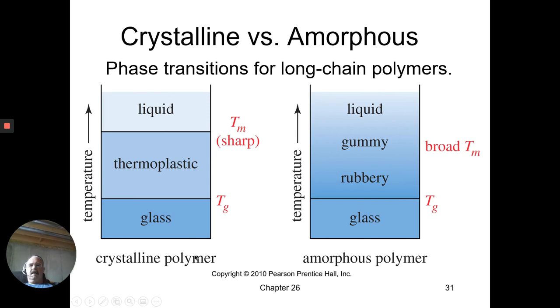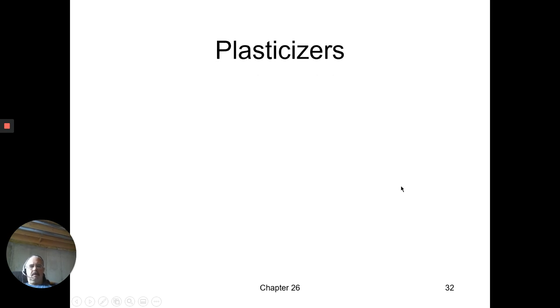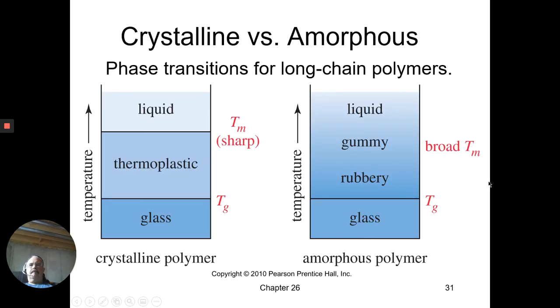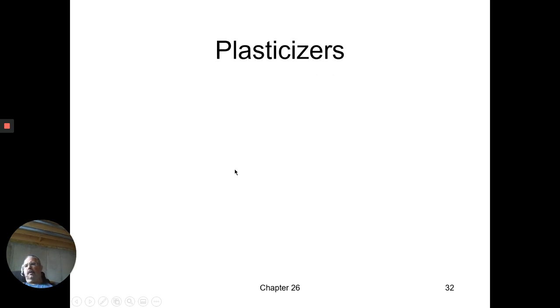So this is crystalline versus amorphous. Both will have a glass transition temperature. The amorphous polymer above its glass transition temperature becomes rubbery, gummy, and then liquid. A crystalline polymer will have a sharp melting temperature.